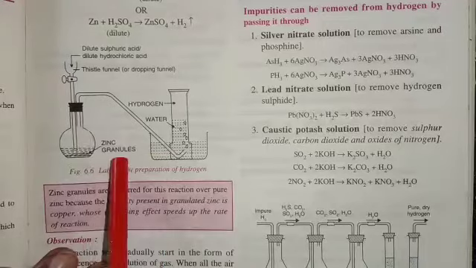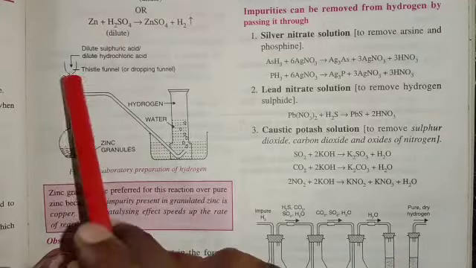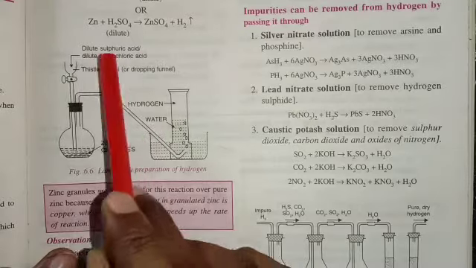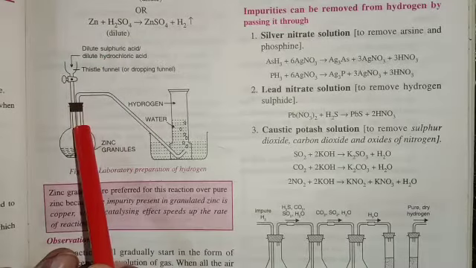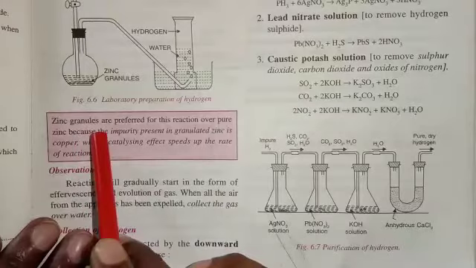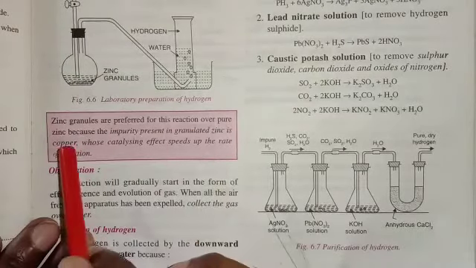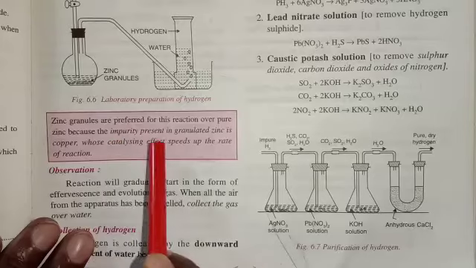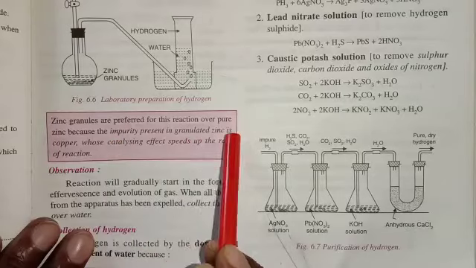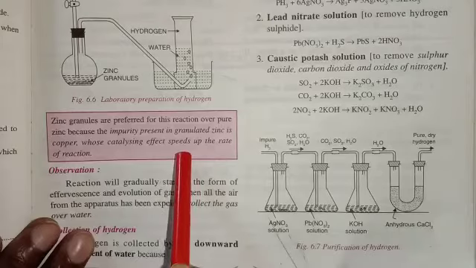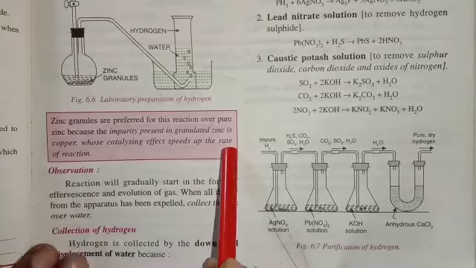The granulated zinc is taken in a round bottom flask. Through the thistle funnel, dilute sulfuric acid or dilute hydrochloric acid is added. Okay? Through the thistle funnel. Zinc granules are preferred for this reaction over pure zinc because the impurity present in granulated zinc is copper, whose catalyzing effect speeds up the rate of reaction.